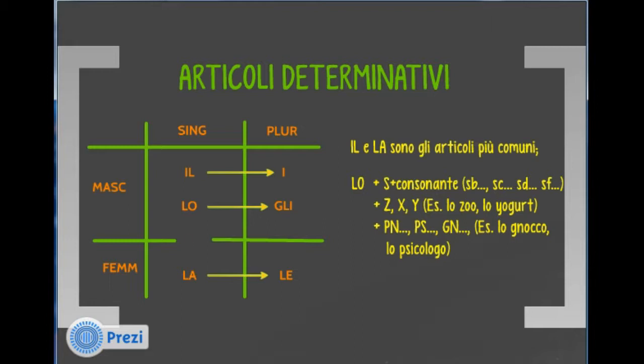Then there is another article, l apostrophe. We use this article with the words that begin with a vowel. And the article can be masculine or feminine. If the word is masculine, in plural, it becomes gli. For example, l'occhio, the eye, gli occhi, the eyes. The same thing in feminine. For example, l'isola, the island, le isole, the islands.